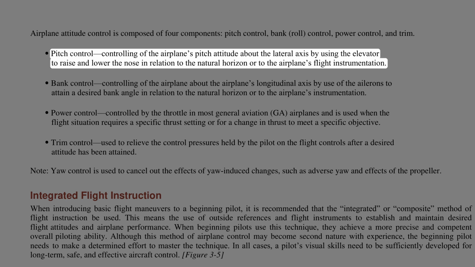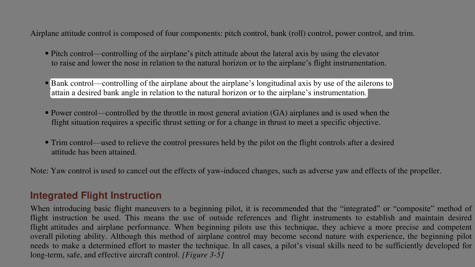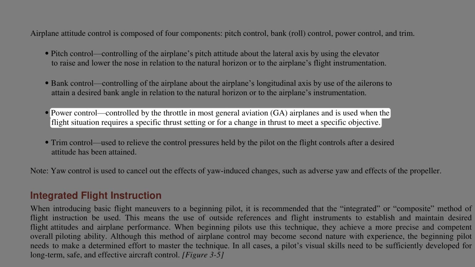Pitch control. Controlling of the airplane's pitch attitude about the lateral axis by using the elevator to raise and lower the nose in relation to the natural horizon or to the airplane's flight instrumentation. Bank control. Controlling of the airplane about the airplane's longitudinal axis by use of the ailerons to attain a desired bank angle in relation to the natural horizon or to the airplane's instrumentation. Power control. Controlled by the throttle in most general aviation, GA, airplanes, and is used when the flight situation requires a specific thrust setting or for a change in thrust to meet a specific objective.